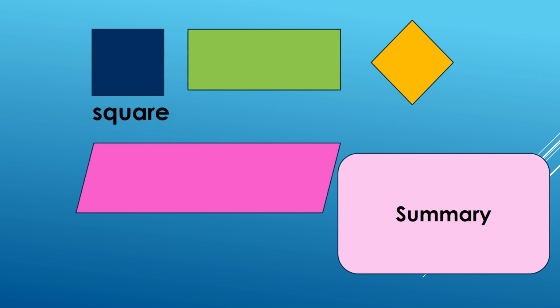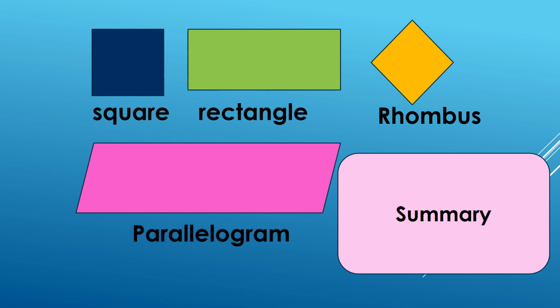Very good. This is a square. And this is a rectangle. What about the orange shape here? That's a rhombus. And the pink one, that's a parallelogram. Okay, very good. Now, these shapes share one thing in common. Who noticed this? Perfect. All of them have 4 sides.